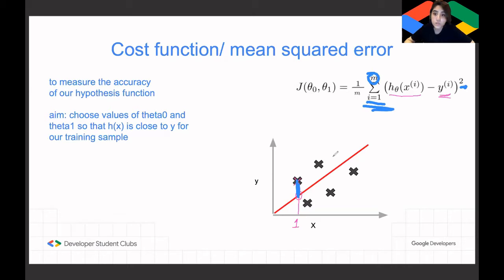And so we calculate the difference for each one of these, and then we square that, and then we divide that by M. So just calculating the distance and squaring that will give us the squared error, and then we want the mean squared error. So we simply divide that by the total number of training samples.